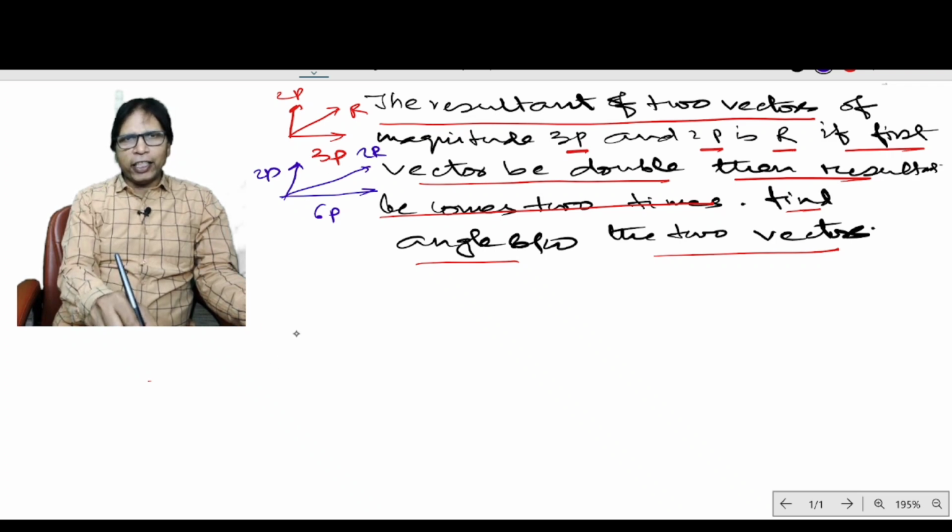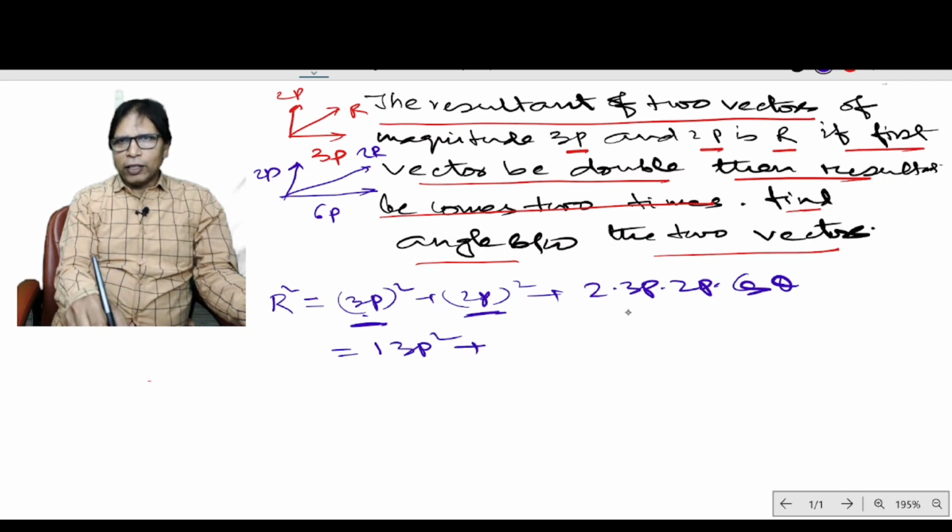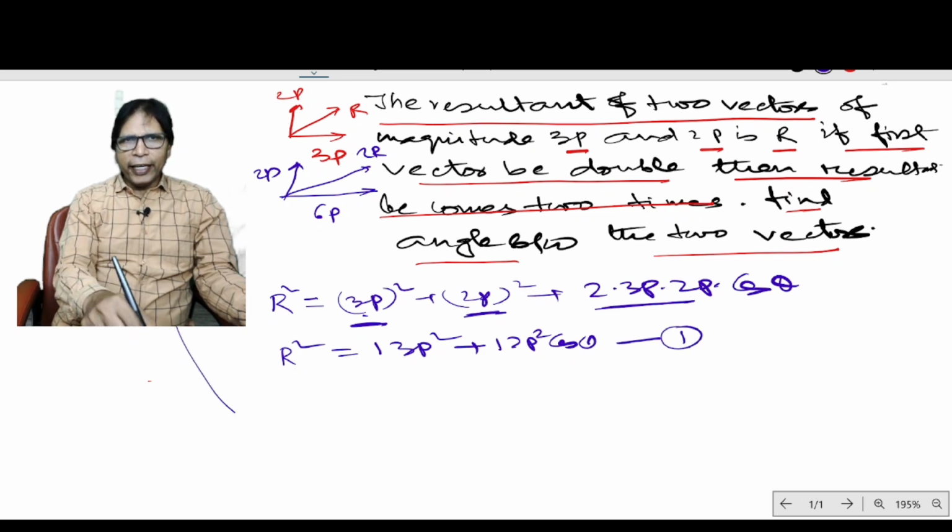Now in the first case, look at this. From the first case, r square equals 3p square plus 2p whole square plus 2 into 3p into 2p into cos theta. Now 3p square plus 2p square, so 9p square plus 4p square, so this is 13p square, plus 12p square cos theta. This is r square, equation number 1.